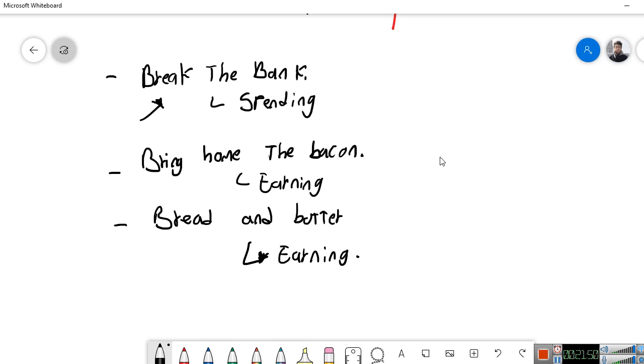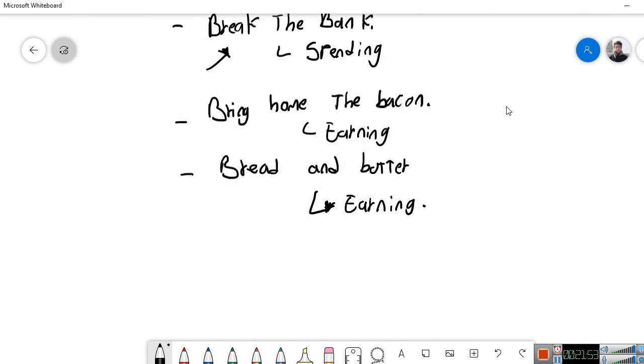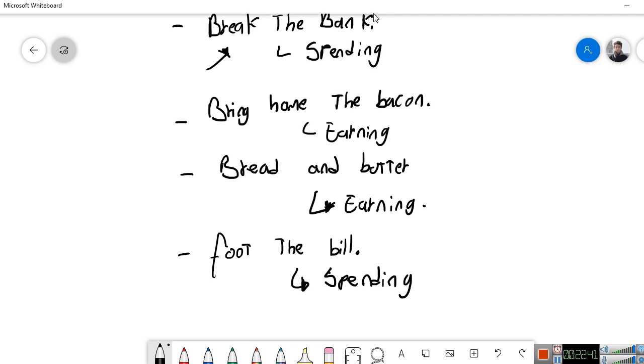Okay, let me think about another. Maybe foot the bill. Okay, with this one, Janet, what would you guess foot the bill is talking about? Foot the bill would be like have enough money to pay the bills. Yeah, exactly. So would it be spending or earning? It would be spending because you're paying for something. Okay, spending. But how did you guess it? I don't know. I mean, bill, so I guess you pay the bill.